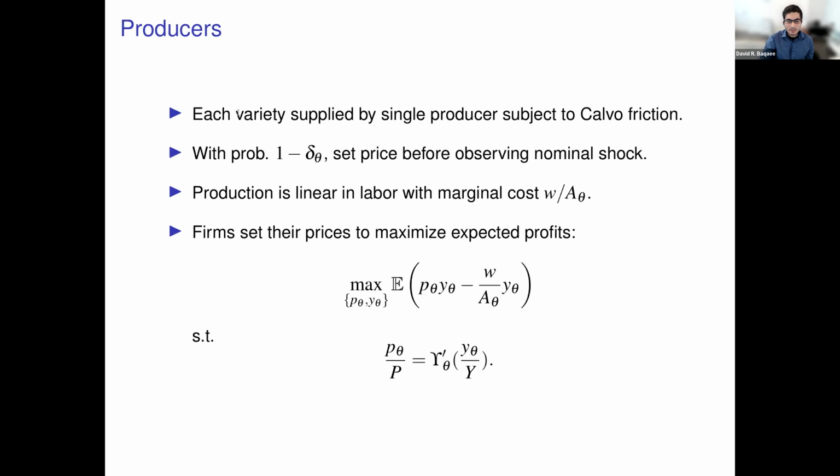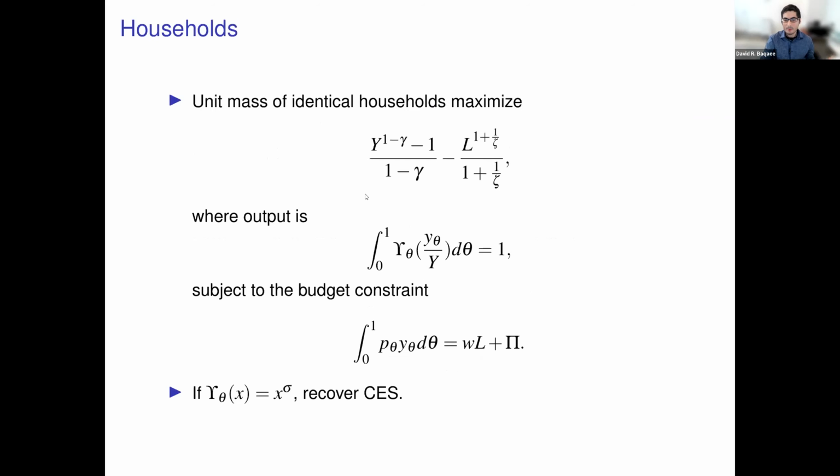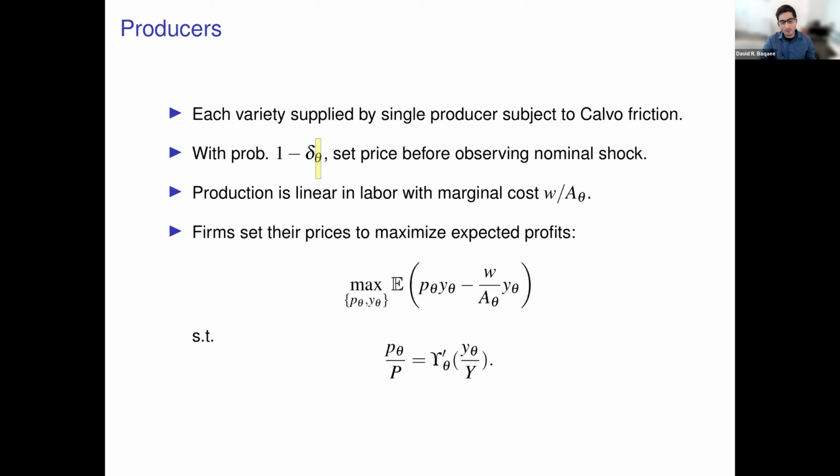So what about the production side? Every variety is produced by a single producer that is subject to a Calvo friction. With probability 1 minus delta, they get to adjust the price. With probability delta, they don't get to adjust the price. And theta here is like the type of the producer. So there are producers of different types, and we're going to allow the Calvo parameter to potentially vary by firm type. And production is linear, so every firm is just making the good using constant marginal cost, which is the wage, divided by the productivity shifter.